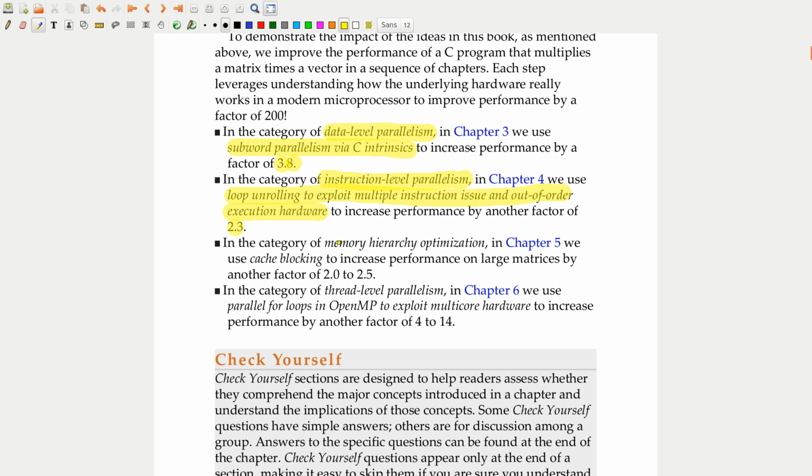In the category of memory hierarchy optimization, so this is just looking at the memory subsystem, we're going to use cache blocking. I think cache blocking just means the same thing as tiling, and we'll go into what that is, to increase performance on large matrices by another factor of 2 to 2.5.